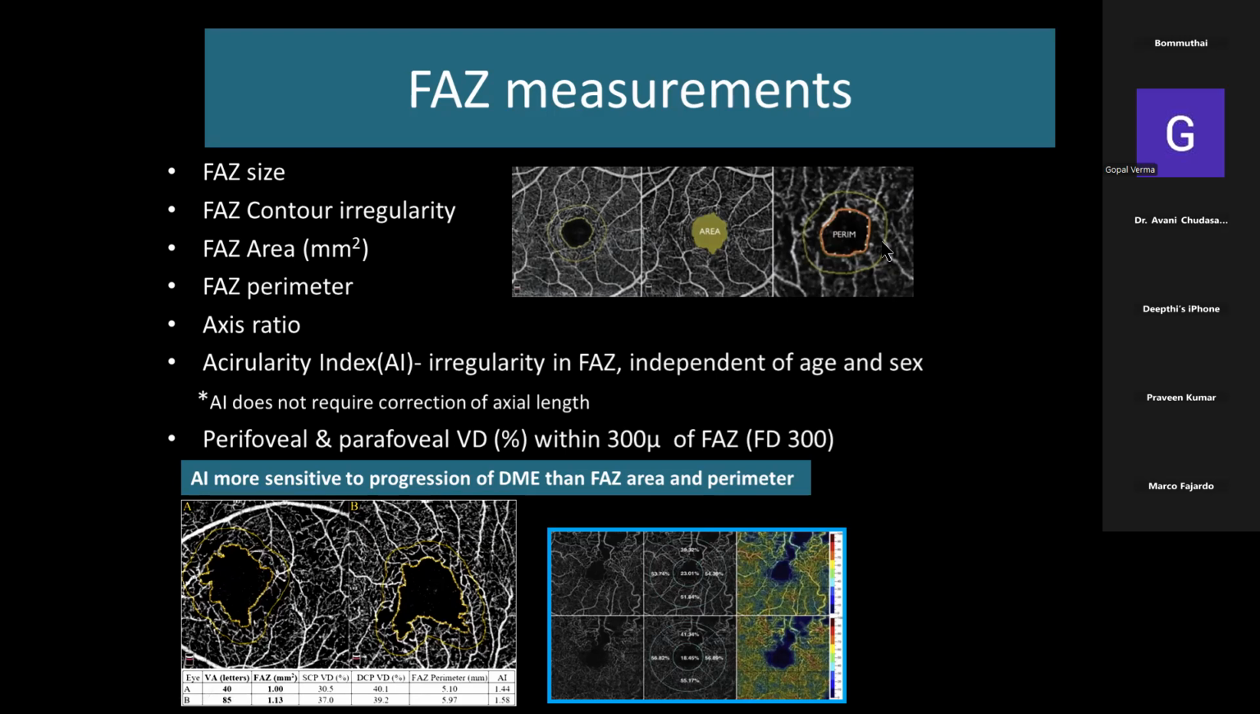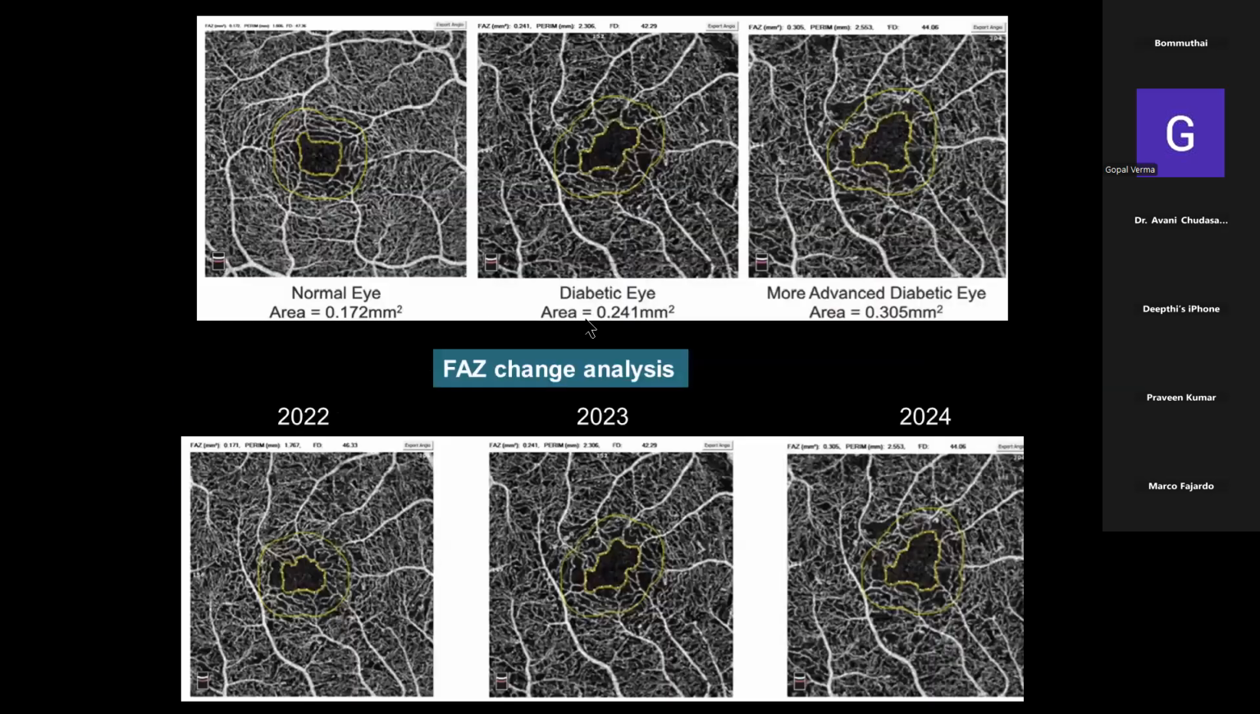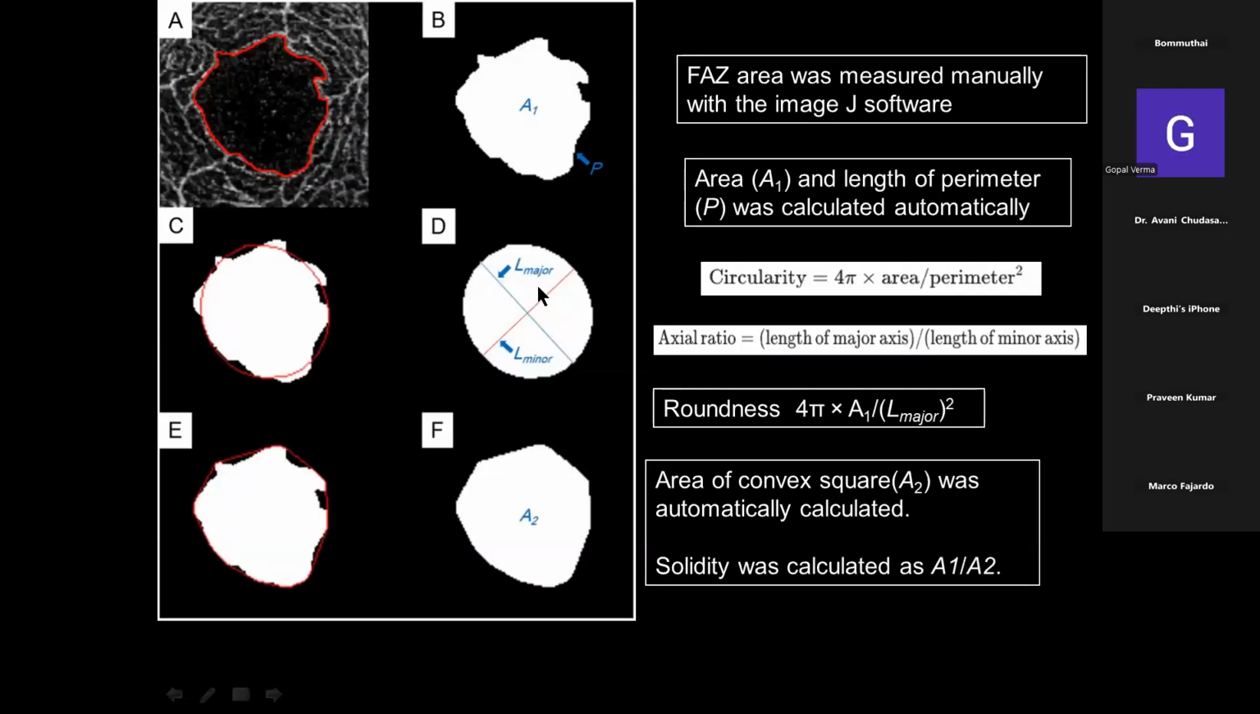This is a normal eye, this is a diabetic eye, this is an advanced eye. You can look at the area of the foveal avascular zone as the diabetic retinopathy progresses. As I told you, you can assess the area and the perimeter. This is the major axis of the FAZ. This is the minor axis of the FAZ. And if you compare A1 and A2, you tend to get the acircularity. So you can assess many of these parameters accordingly.